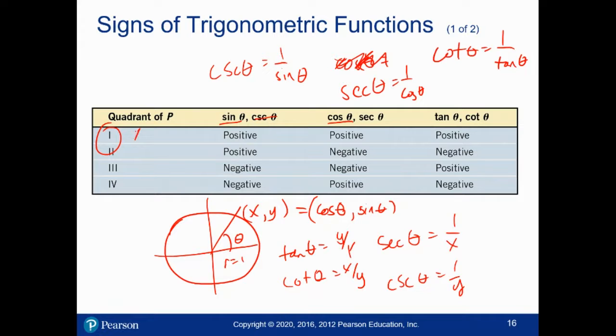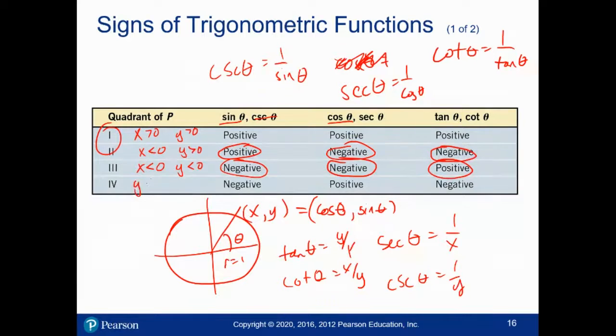Now, in quadrant 2, x is negative and y is positive. Since y is still positive, sine and cosecant are still positive, but now cosine and secant are negative. And my ratios x over y, since one of them is positive and one of them is negative, those ratios are going to be negative. In quadrant 3, both coordinates are negative. So now my sine and my cosecant are negative because y is negative. My cosine and my secant are negative because x is negative, but the ratios have gone back to being positive. X over y is going to be positive again, as will y over x.